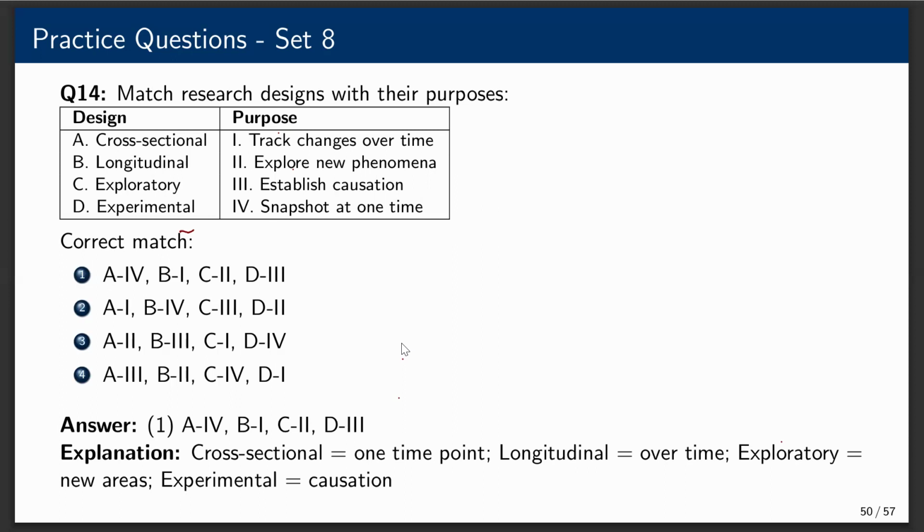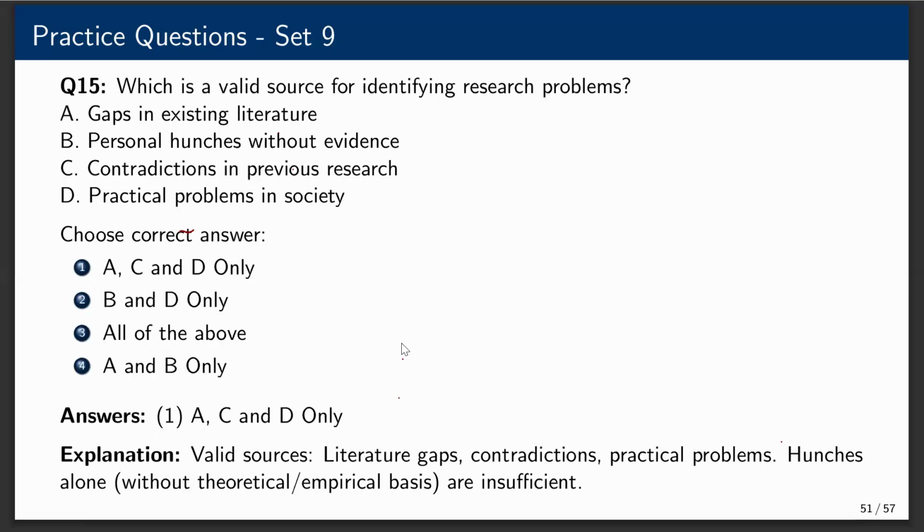Cross-sectional means one time point, or at a point of time. Longitudinal is over time. Exploratory is new areas. Experimental is causation. Yes. Next question, we will go to the next question.